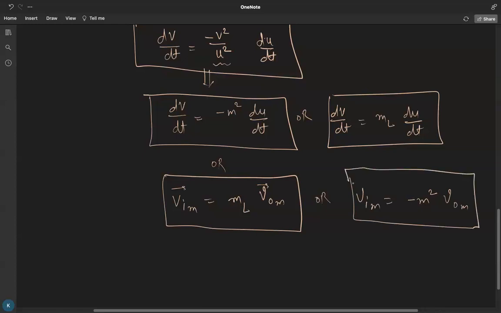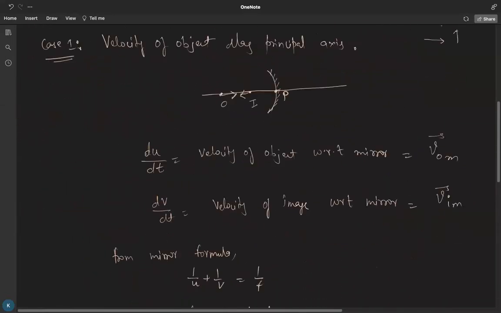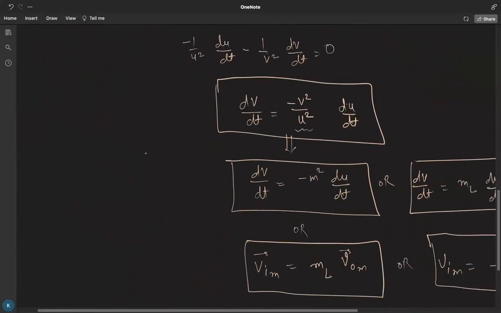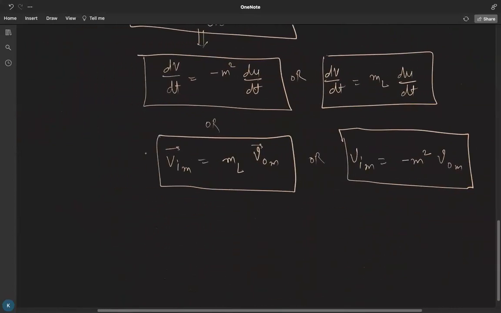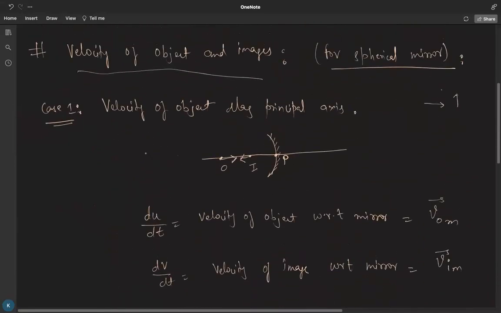In this case we are assuming that the velocity of the object is along the principal axis, and then we derive these results. I hope it is clear to all of you. After deriving the second case, where the velocity of the object is perpendicular to the principal axis, I will tell you more. So let's start.